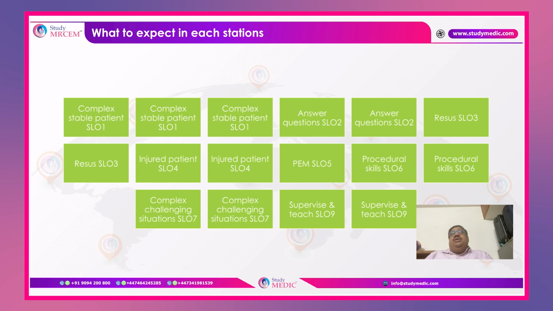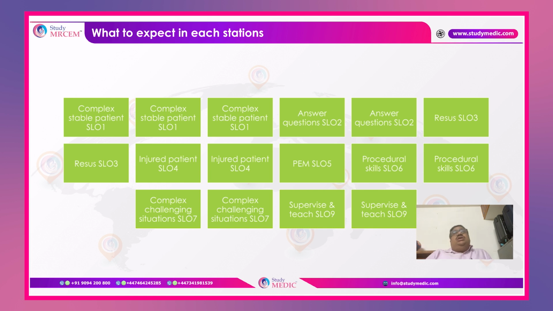If you look at the MRCEM curriculum and the RCEM curriculum, you will know that SLO1 starts with ENT, ophthalmology, gynecology, hepatology, endocrinology, all those things will be there, and you will be given a scenario of a complex stable patient from any of these SLO1 areas.